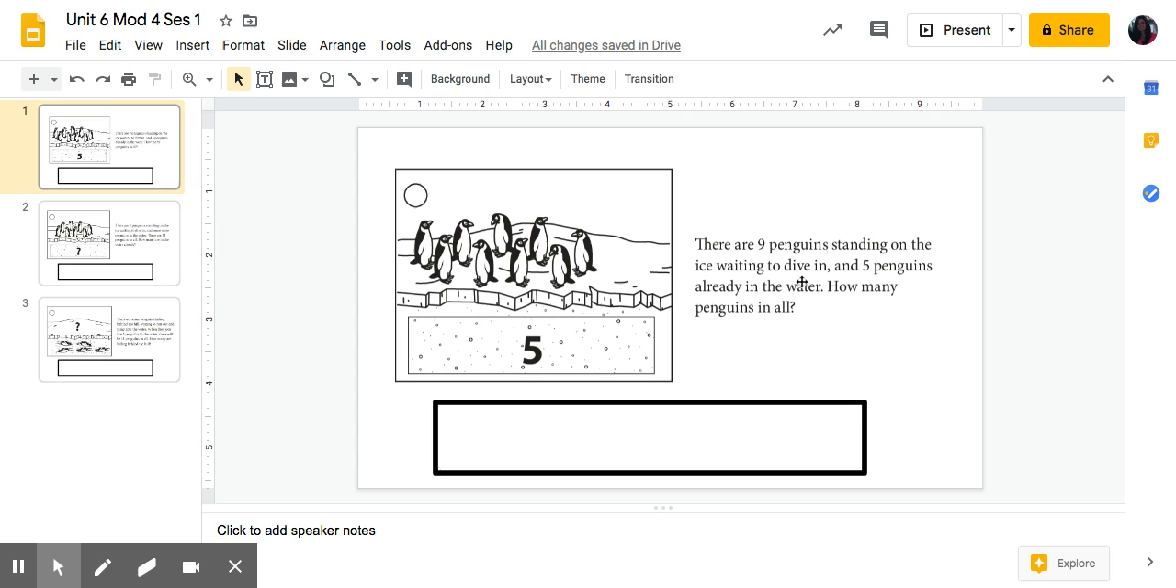Let's take a look at this first one. There are 9 penguins standing on the ice, waiting to dive in, and 5 penguins already in the water. How many penguins in all? Take a minute to think. Are you solving for the missing part or the whole?